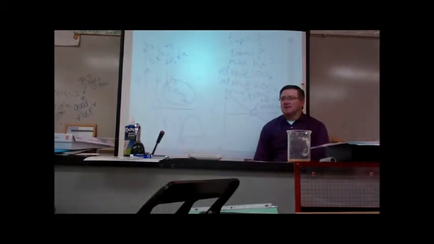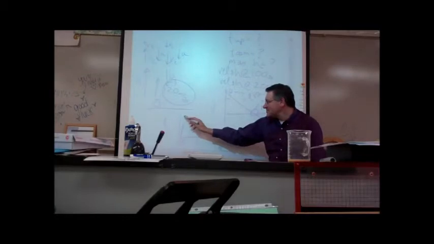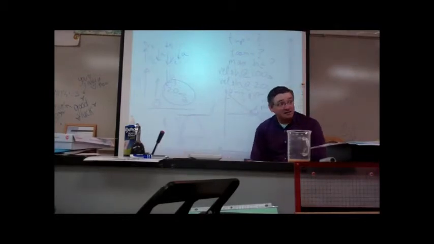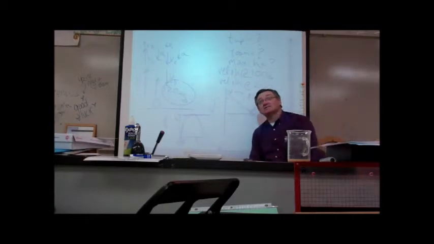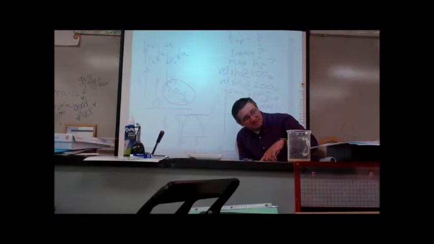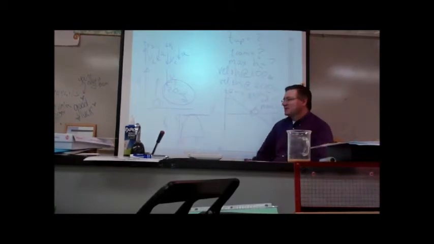Because that's how fast it's going at time 0, right? At this point, the slope of the tangent line would be what? 0. Because the velocity is 0, and it's at max height. It stops to change direction.